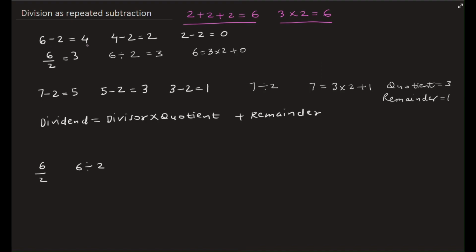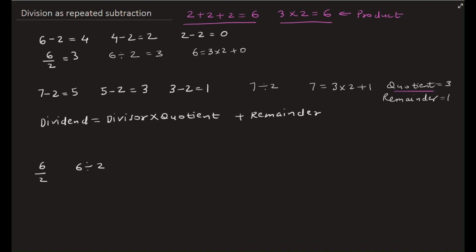6 minus 2 equals 4. 4 minus 2 equals 2. 2 minus 2 equals 0. And then if I keep on subtracting 2, I get an answer in the negative. So in short, I'm going in reverse. I'm going in subtraction, so it is called division. And just as I find out the product in multiplication, here in division, I find out the quotient.